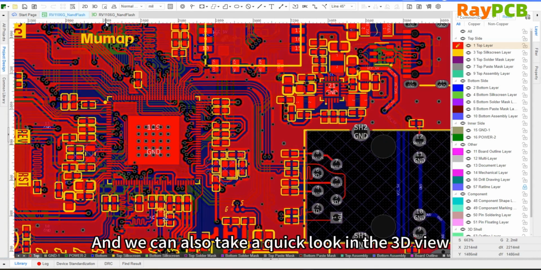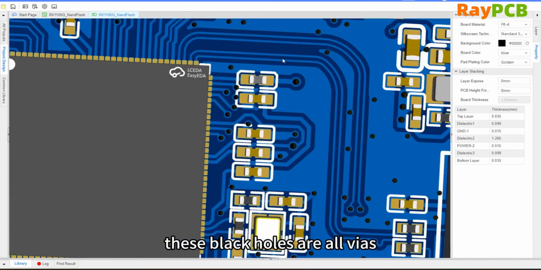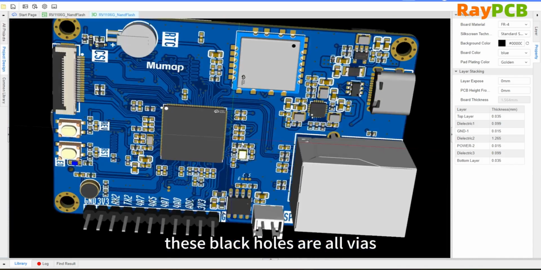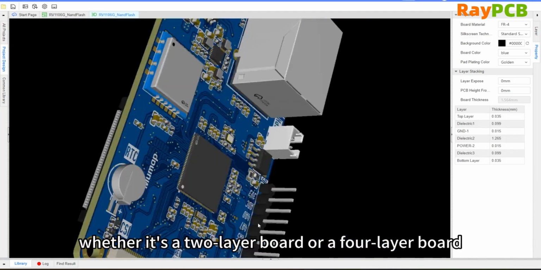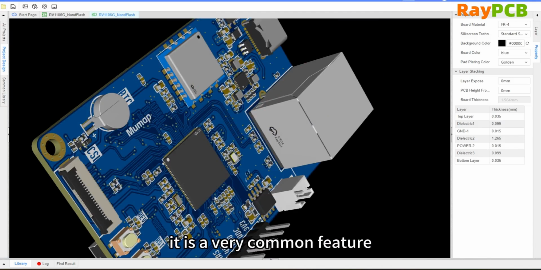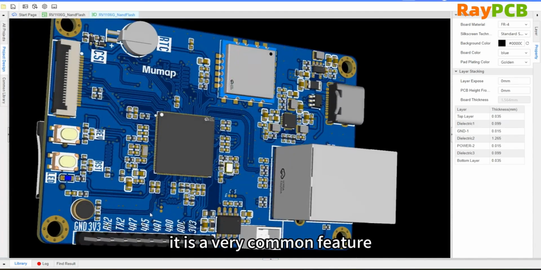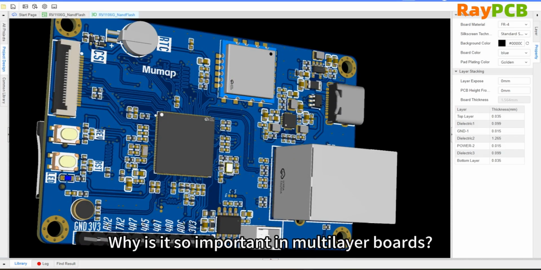In our layer diagram, you can easily see that all these black holes are vias. We are already very familiar with this. Whether it's a double layer board or a four-layer board, vias are very common. So what exactly is a via and why is it so important in multi-layer boards?